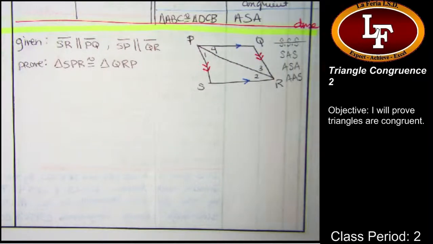I'm probably not even going to get enough for side, angle, side, right? What's the only pair of sides that I can show are congruent to each other? Angle, side, angle, or angle, angle, side. So I need one pair of sides congruent to another, to itself. I need a pair of sides congruent to each other.